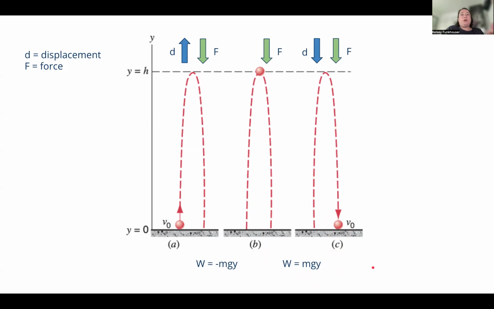Now, the net work done in this situation, for this entire trip of the ball, is the sum of the work done for the different parts. So the net work is this work plus this work. Well, that's 0. So the net work done in this situation is 0. Our object starts on the ground, goes all the way up, and comes back down to the ground, and no work is done. And I want to look at this in another way too, and then we'll get into why this matters.